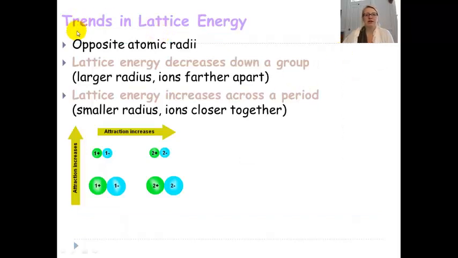So, trends in lattice enthalpy energy. They are opposite the radii. As radius gets bigger down a group, lattice energy decreases down a group. It's easier to pull them apart because they're bigger. Lattice energy will increase across a period because the radii, remember, get smaller and smaller, so it's harder to pull them apart.